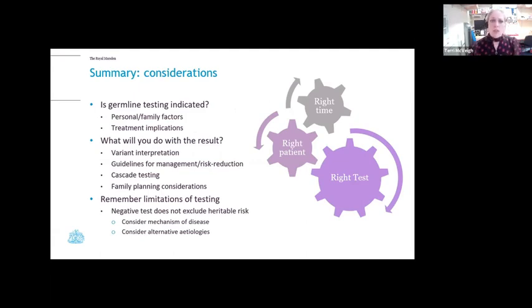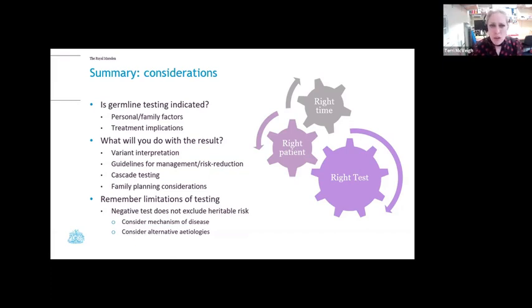what you need to consider when you're thinking about constitutional variation: should I be doing a germline test in this person? Are they young? Have they got a weird phenotype? Have they got a really strong family history? What implication is it going to have for their treatment? Is it going to make them eligible for immunotherapy? Is it going to make them eligible for a PARP inhibitor, etc.?